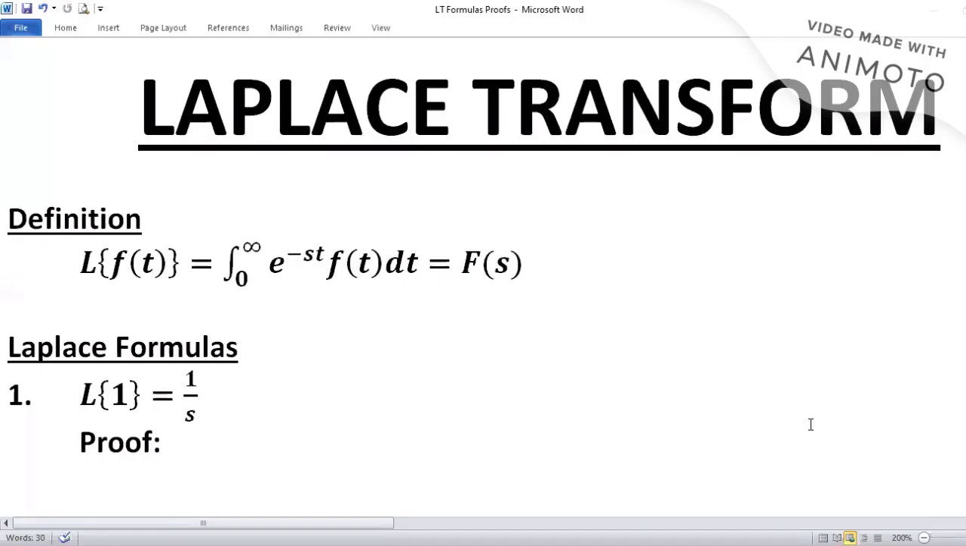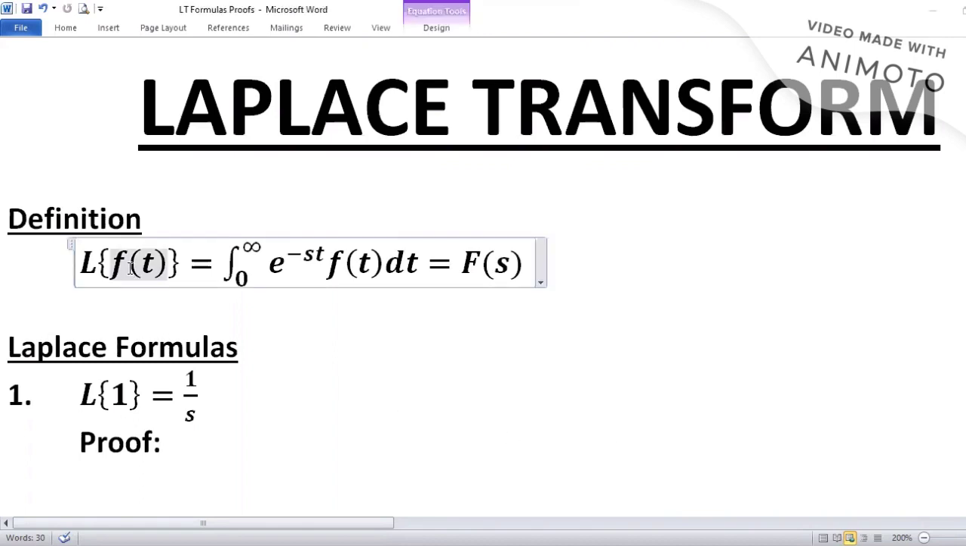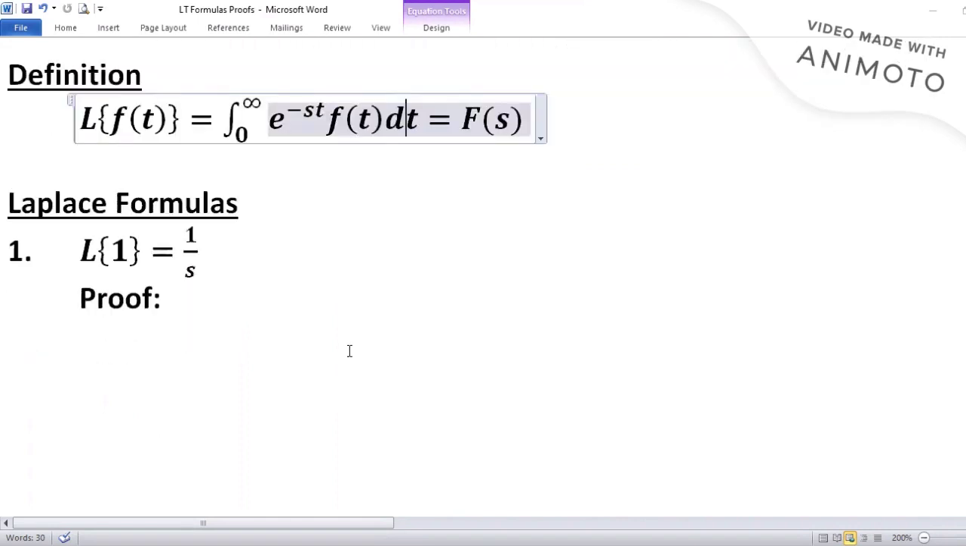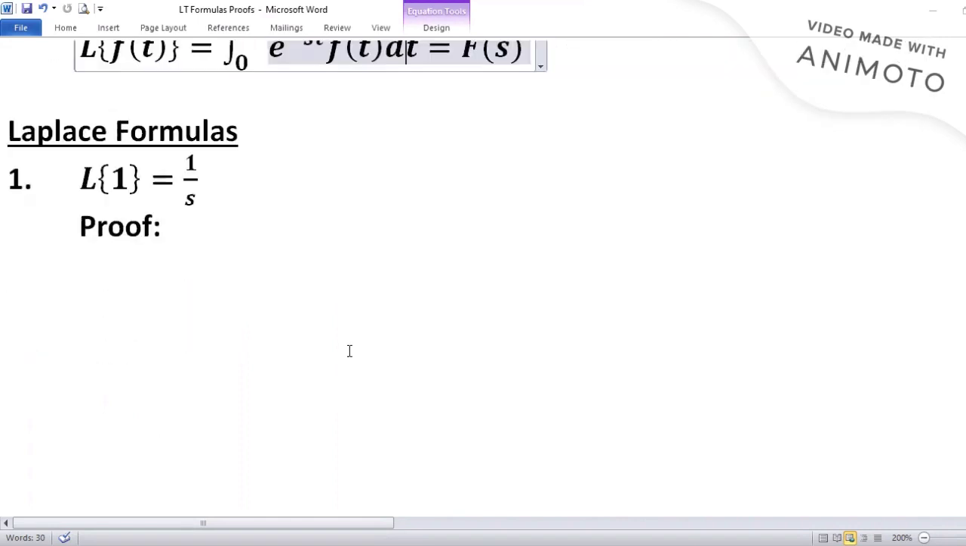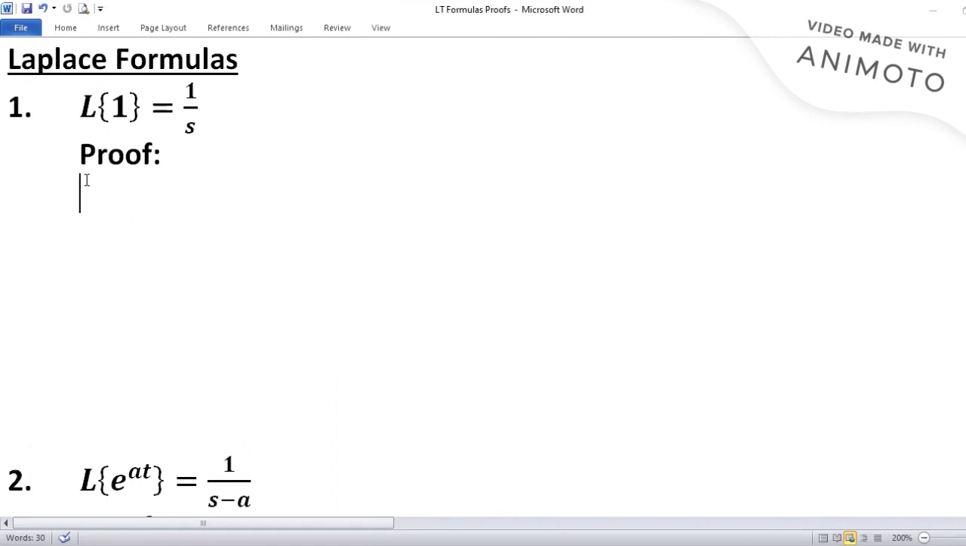Hello friends, we are going to learn today the Laplace formulas proof. All the proofs are done with the help of definition. So we have here the definition of Laplace. Laplace of a function f(t) is the integration from 0 to infinity of e raised to minus st f of t dt. So let us learn how Laplace of 1 is 1 upon s, and let us see the proof based on it.